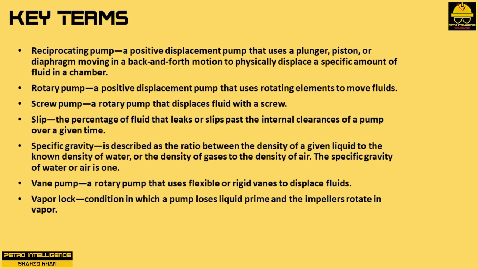Specific gravity is described as the ratio between the density of a given liquid to the known density of water, or the density of gases to the density of air. The specific gravity of water or air is 1. Vane pump is a rotary pump that uses flexible or rigid vanes to displace fluids. Vapor lock is a condition in which a pump loses liquid prime, and the impellers rotate in vapor.